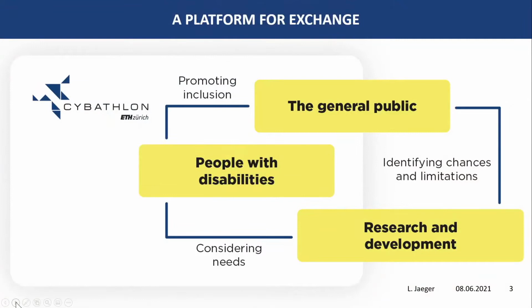Through all its activities, CYBATHLON aims to facilitate communication between its three main stakeholder groups. Those three stakeholder groups are the general public, the group of research and development, and people with disabilities. Between people with disabilities and the general public, CYBATHLON aims to promote the dialogue on the topic of inclusion. Between the general public and research and development, CYBATHLON aims to communicate about the opportunities that modern assistive technologies provide, but also about their limitations.